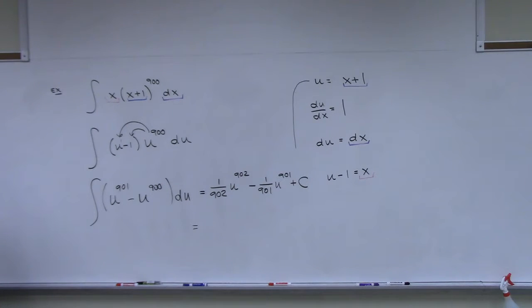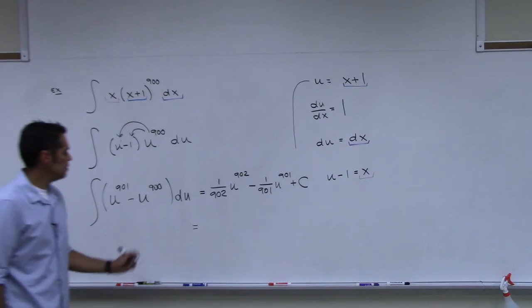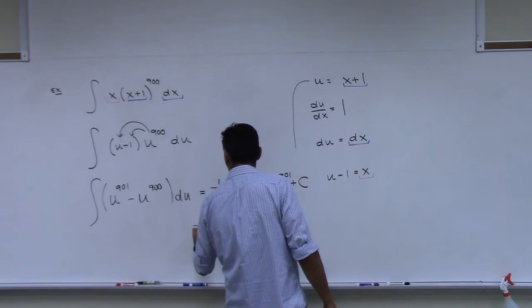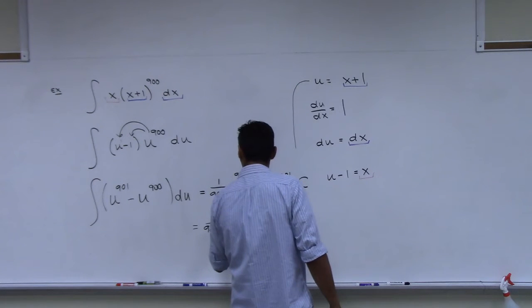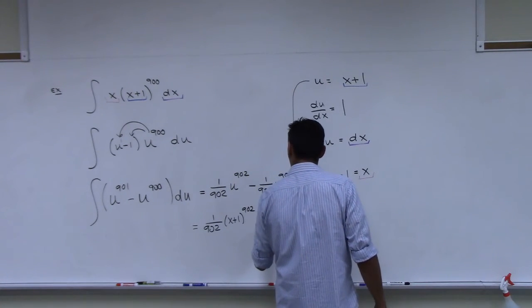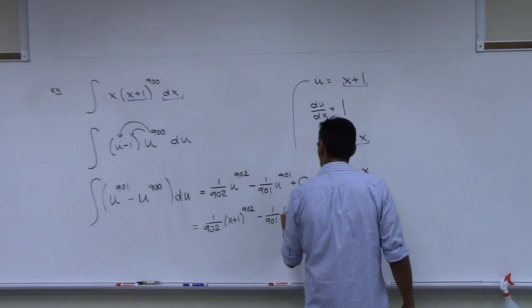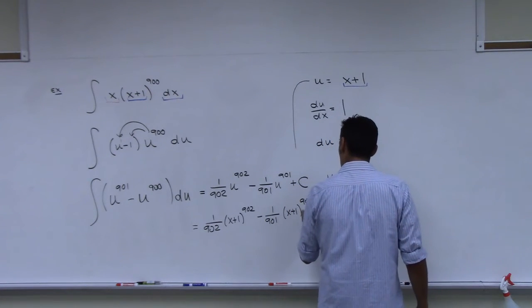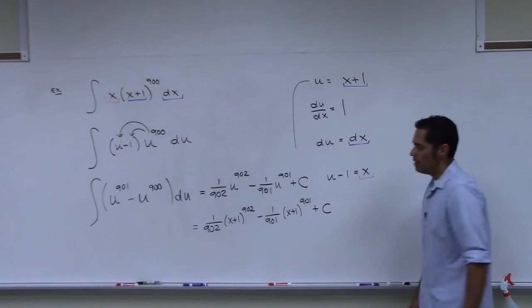Am I done? You have to replace u with x plus 1. So this is going to be 1 over 902, x plus 1 to the 902, minus 1 over 901, x plus 1 to the 901, plus c. That's your antiderivative.